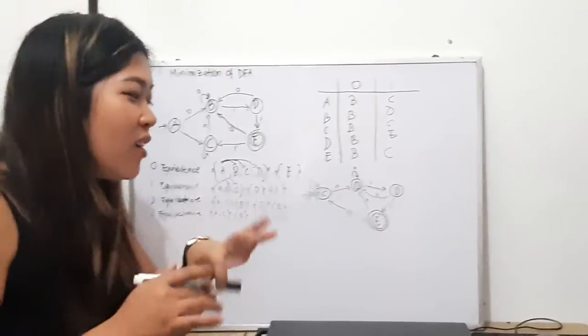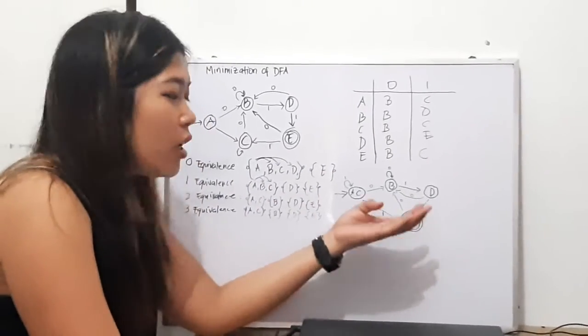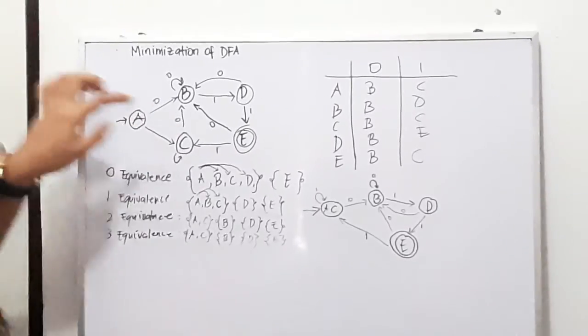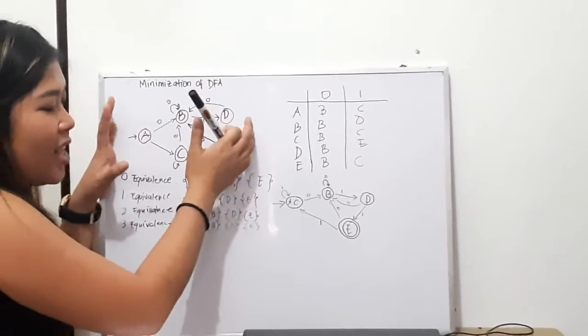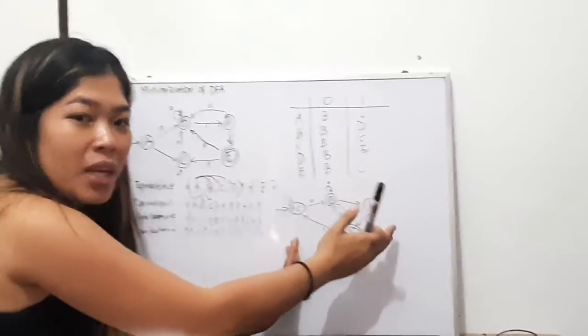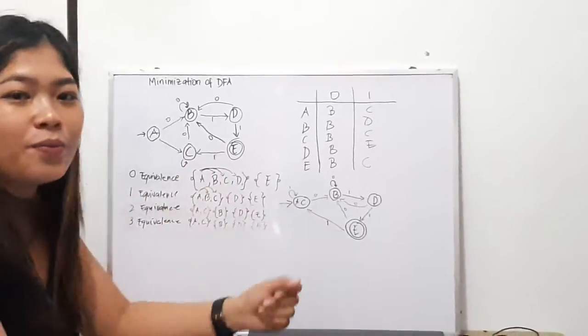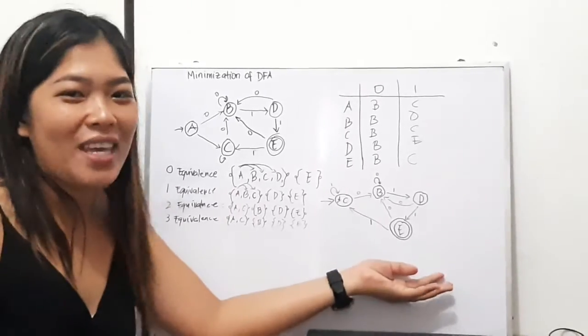So we are now done with the process. This is now the minimized version of our DFA. Look, 1, 2, 3, 4, 5. We have 5 states here, but in here we have minimized it to only 4: 1, 2, 3, 4. And that's all for the process of minimization of DFA.